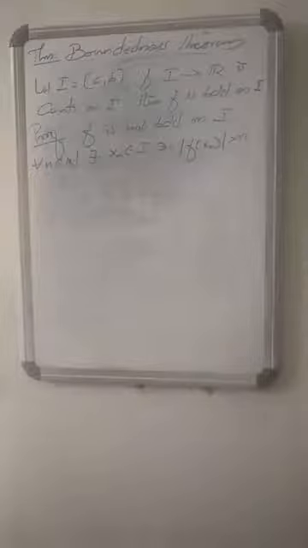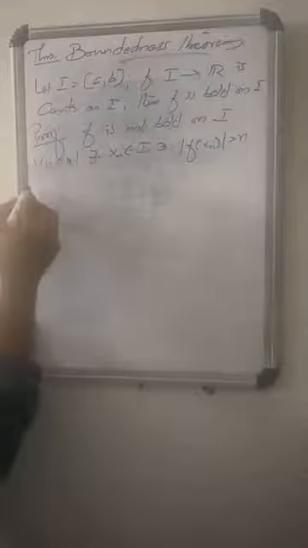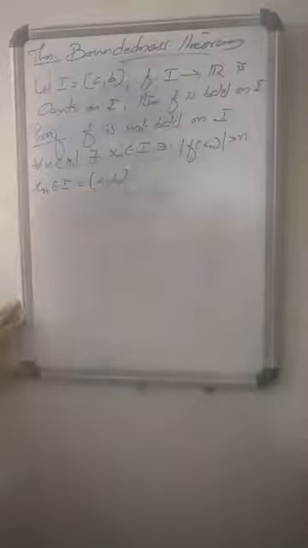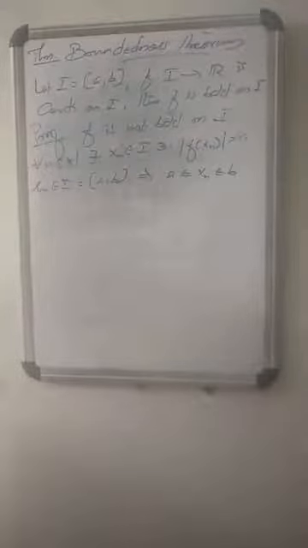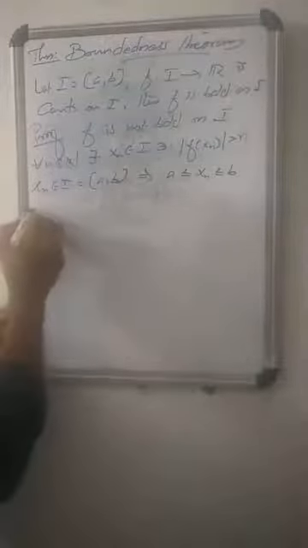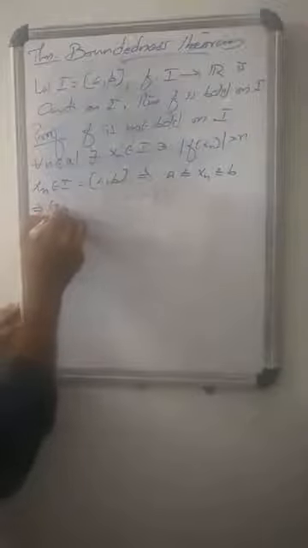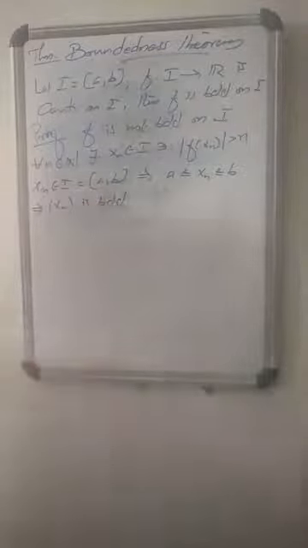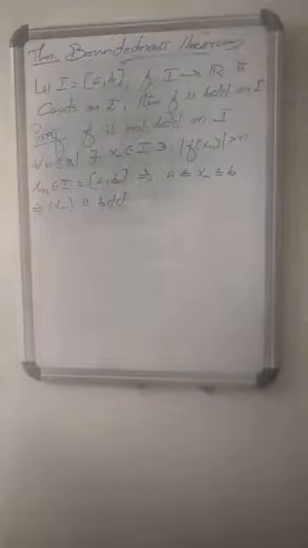Agreed? But what is x_n? x_n belongs to I. What is I? I equals the closed interval [a, b]. That means a is less than or equal to x_n, which is less than or equal to b. Clear? a ≤ x_n ≤ b means the sequence x_n is bounded.